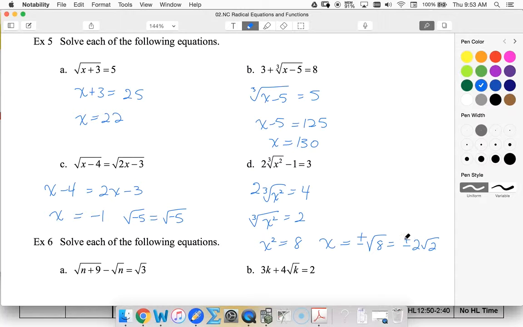Notice it's okay to have a negative here. I can take the cube root of a negative, even more so when I square the value, the negative becomes positive anyhow. So both of these solutions are correct.